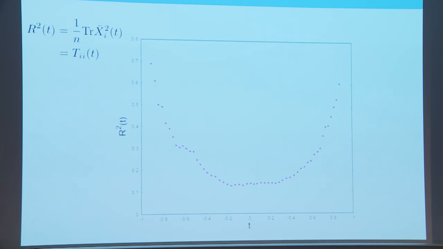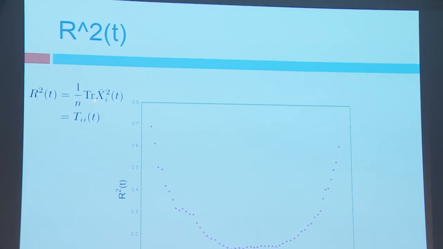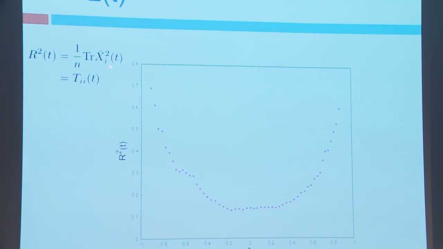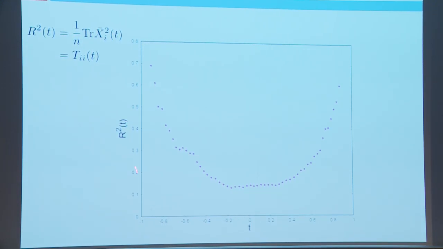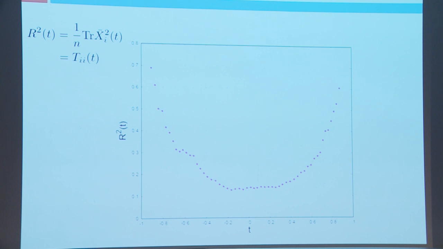So now we plot the R square, which represents the extent of space at time t, against t. We plot R square of t here. We have an expanding behavior here.